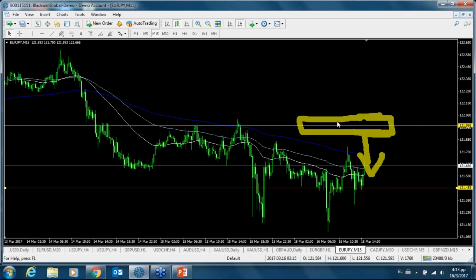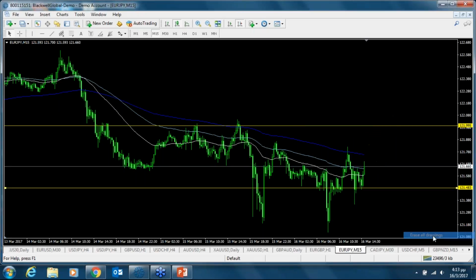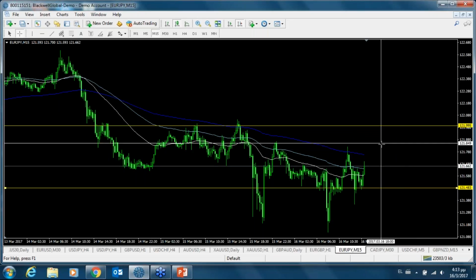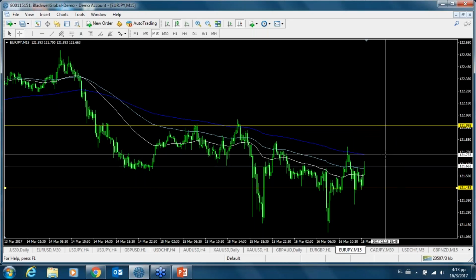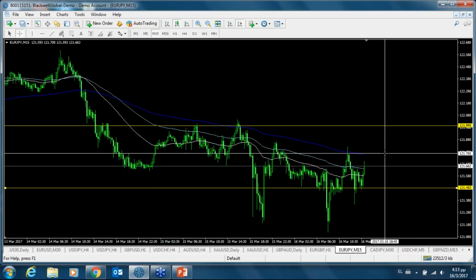For the 15-minute chart, as it moves upwards, you could see that the challenge is that 200 moving average right there. The 200 moving average is marked at 121.75. That's why I say the 121.80 area is a challenge for you. It's sort of a resistance area.